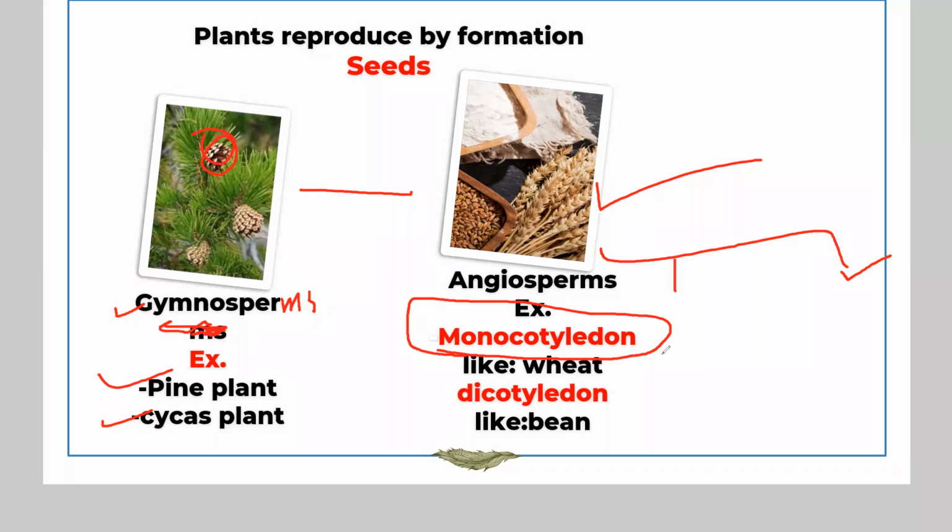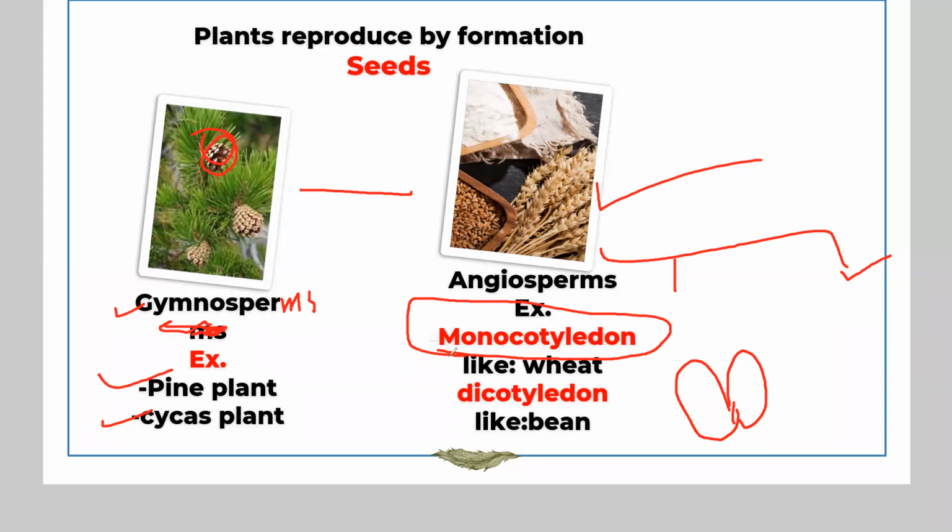In monocotyledon, the seed exists as a single seed, like wheat. This doesn't mean that the whole plant has only one seed. No, the seed exists as itself, only one seed. While dicotyledon exists as two seeds attached to each other, like the bean. Imagine the bean. You will see that it has two attached seeds.